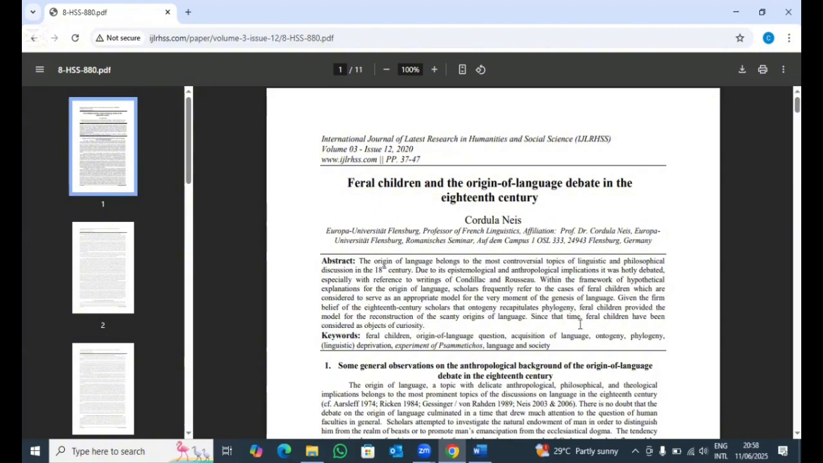Since that time, feral children have been considered as objects of curiosity, right? So this shows that they are looking at the origin of the language debate for children. So considering most of the debate, and imagine two key debates mentioned out here.